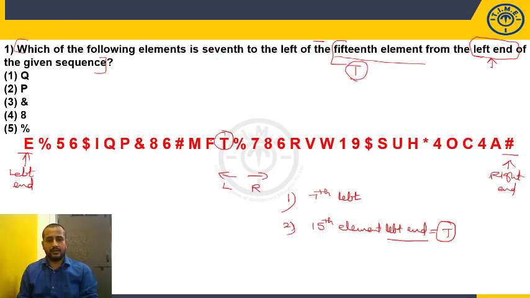So, with respect to T, 7th left. Your left hand side will be that element's left hand side. So, first left, second left, third left, fourth left, fifth left, sixth left, seventh left. What is that element? P. So, what is our required element? P. So, P is 7th to the left of the 15th element from the left hand.